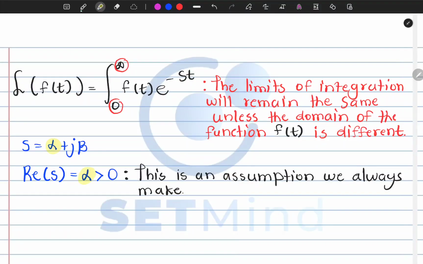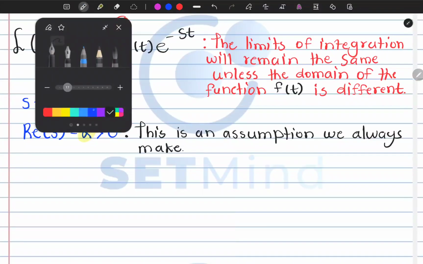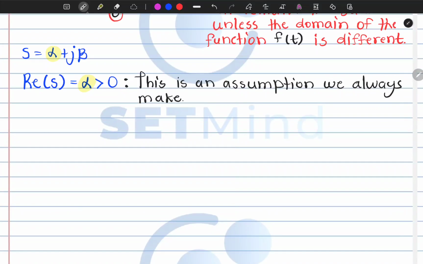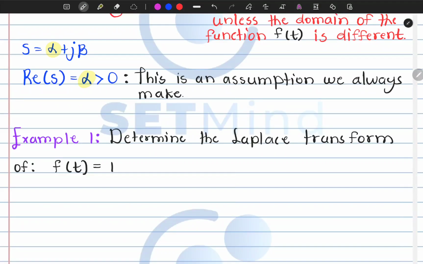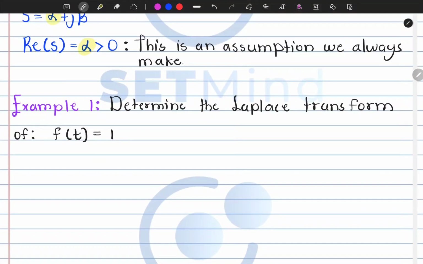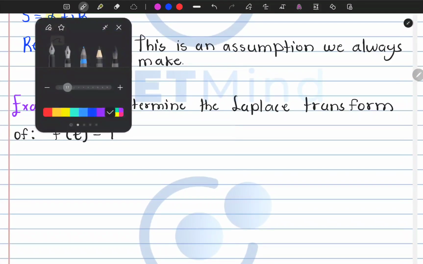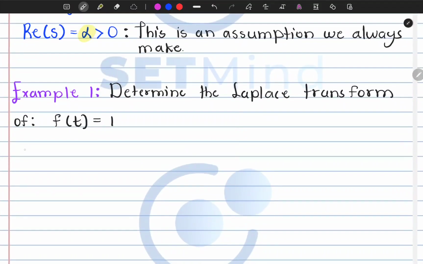Okay, so let's have a look at a couple of functions which we need to take the Laplace transform of. I'll start off by looking at this one. We'll call it example 1. We are expected to determine the Laplace transform of f of t, where f of t is given as 1. So let's go ahead and do that.